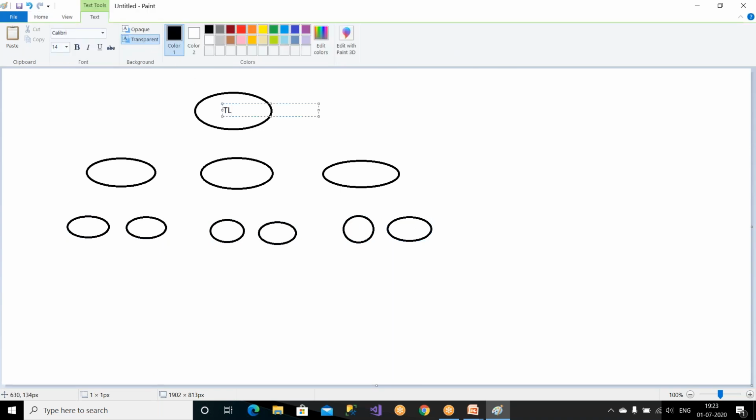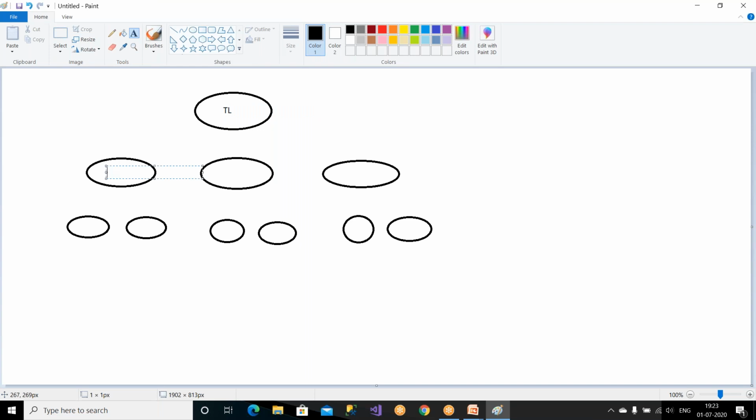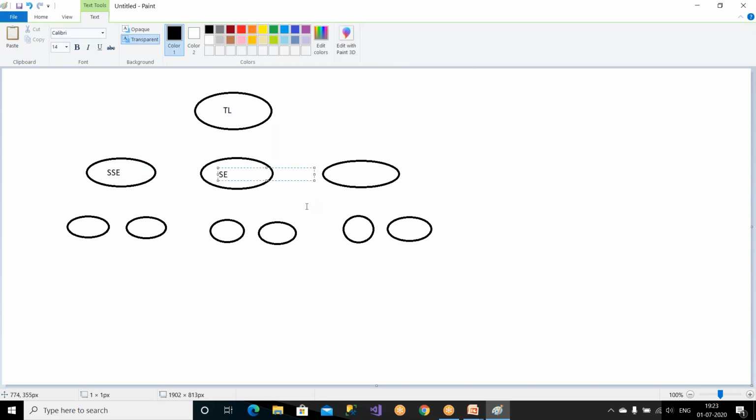Basic questions also people cannot answer. What is the team size? What is your position in the company? They will not be able to answer these. SSE means senior software engineers, you will have them, and you have a team lead, and below SSE you have a software engineer. Clear?